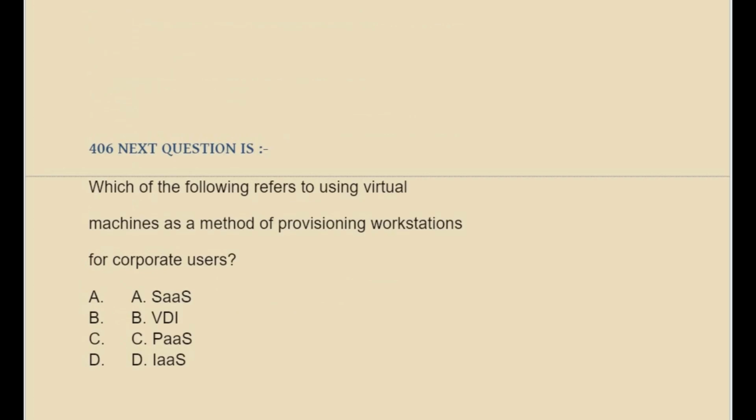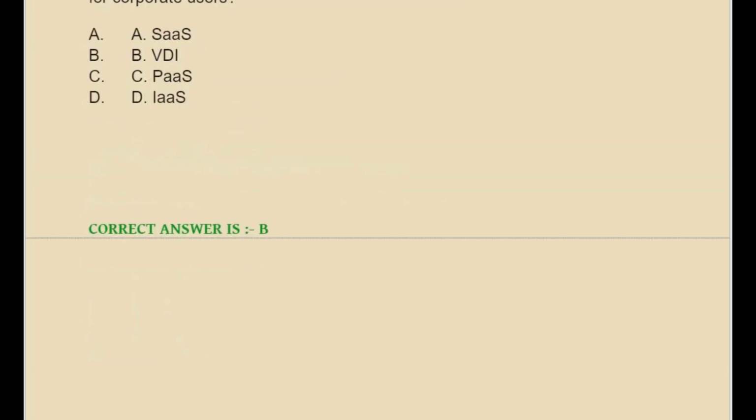Question is, which of the following refers to using virtual machines as a method of provisioning workstations for corporate users? Option A, SaaS. Option B, VDI. Option C, PaaS. Option D, IaaS. Correct answer is option B.